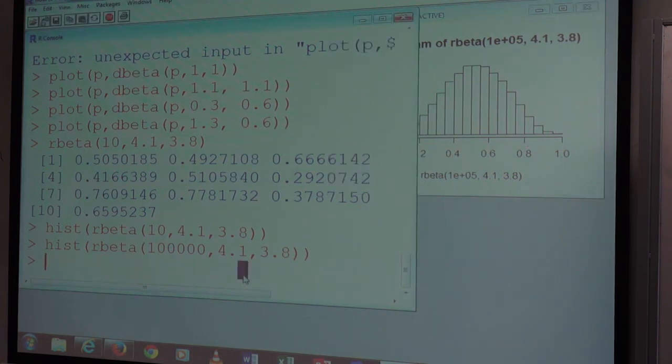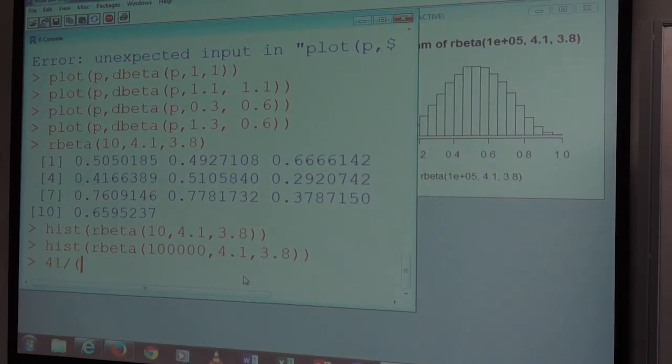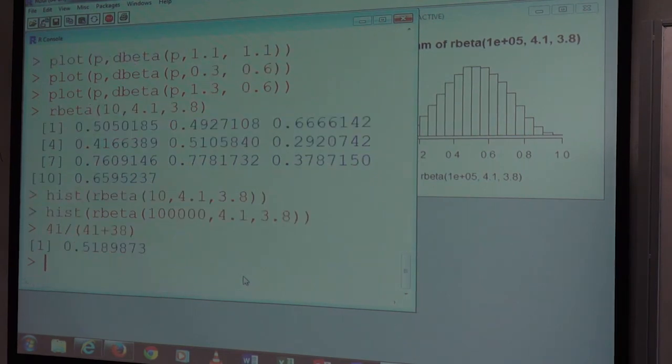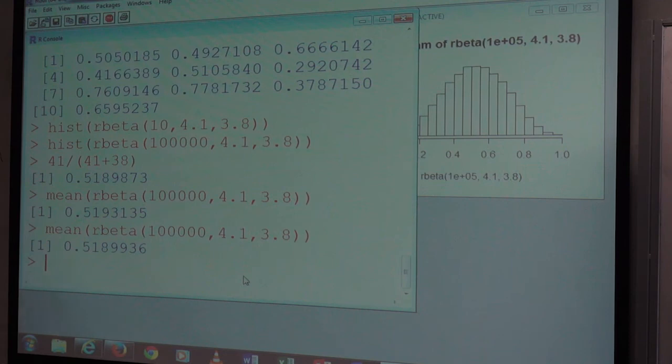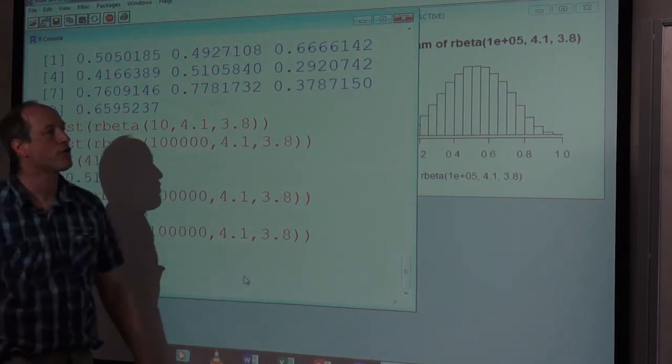Now, I predict that the mean is going to be 4.1. That's what I predict the mean is. Should be close, yeah? Give me a break. So it looks like that formula holds true.